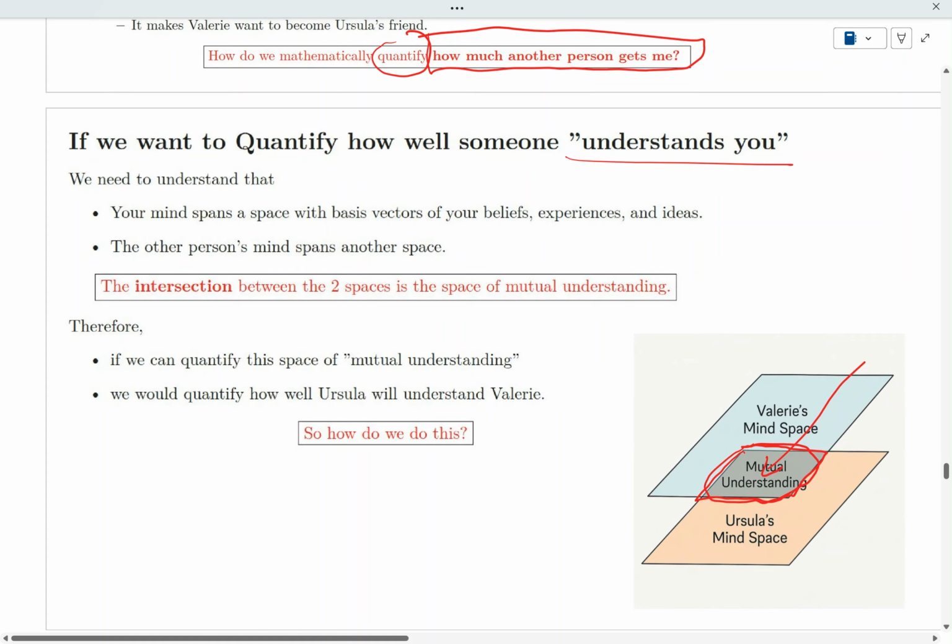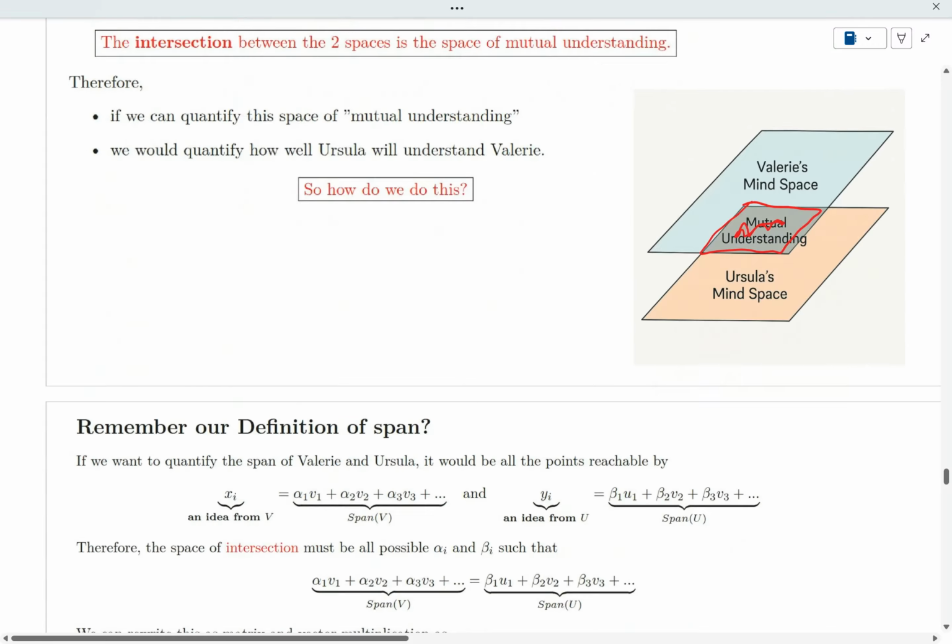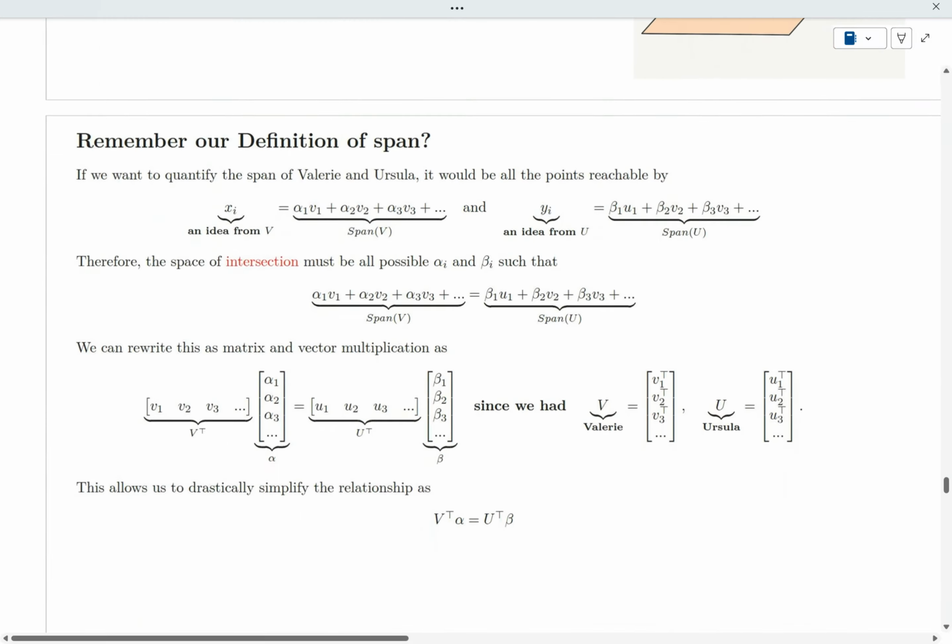So if we can quantify this space of mutual understanding, then we can essentially figure out how likely they're going to become friends, right? The larger, the better. So how do we quantify this space of mutual understanding? Okay, well, let's go back to our definition of a span, which, remember, defines a space, a set of all possible points.